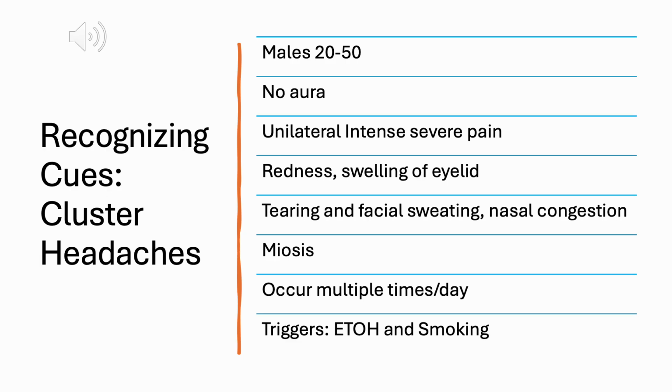It occurs unilaterally, so that means one side of the face, usually behind the eye, with intense, severe pain. There'll be redness and swelling of the eyelid on that side, tearing of the eye, and facial sweating. They will also have a constricted pupil, and they occur multiple times a day. I think I mentioned that. The triggers for cluster headaches are alcohol and smoking. And they're also more common in the fall.